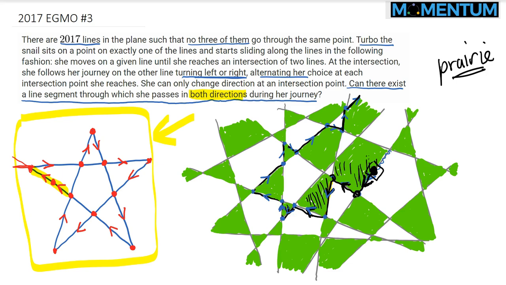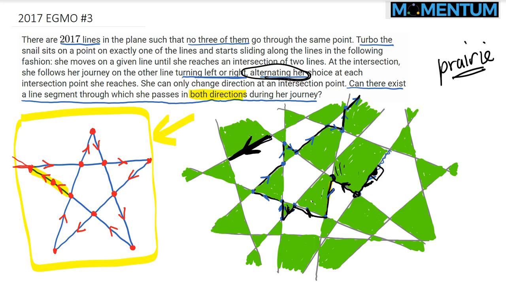Regardless of the turn, whether you make a right turn or left turn, in fact this is totally irrelevant, it's just a diversion. Irrespective of how she makes the turn, the prairie will always be on the same side. It will always be on the right side. So if the prairie will always be on the right side, how in the world are you going to revisit an edge? If we are visiting this edge at all during this process, you will go in this direction, so the prairie will remain on the right side.